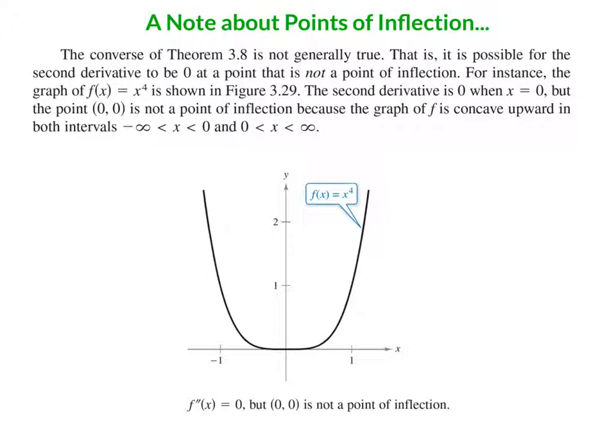So for example, if I have this graph here of x to the 4th power, when I take the second derivative and set it equal to 0, x equals 0 is a solution to that. But that's not a point of inflection because this thing doesn't change concavity. So just a quick note on that.